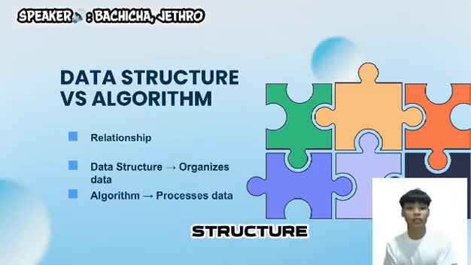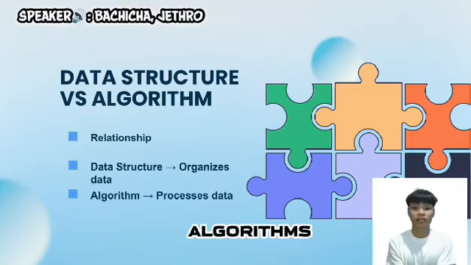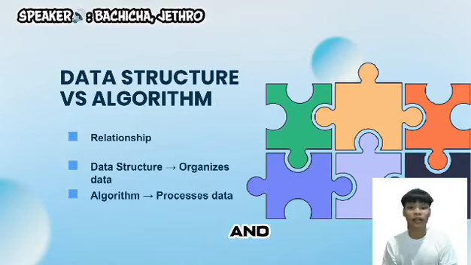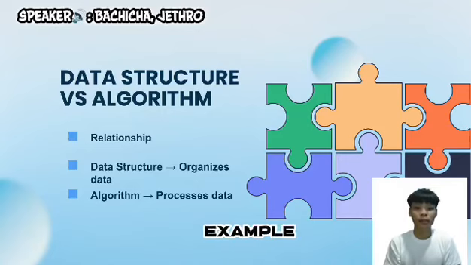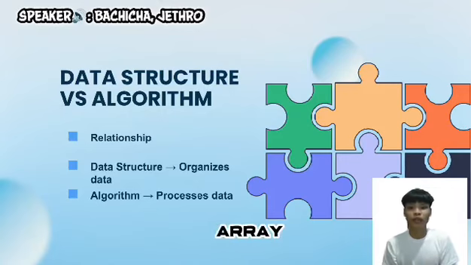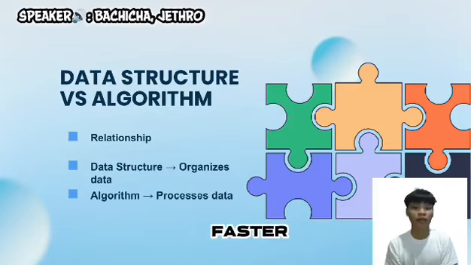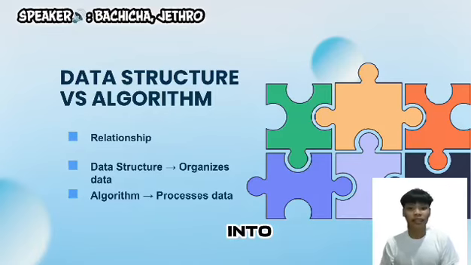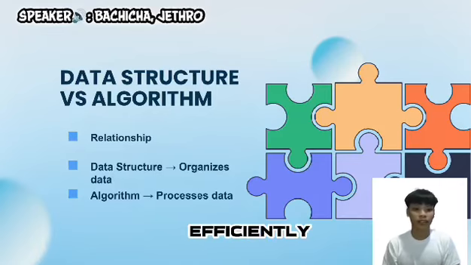Relationship between data structure and algorithm. Data structures and algorithms work together. A data structure is a way to store and organize data, while an algorithm is used to process that data. For example, if data is stored in an array, we use a searching or sorting algorithm to work with it. Choosing the right data structure helps an algorithm run faster and more efficiently. In short, data structures store data and algorithms manipulate it to solve problems efficiently.